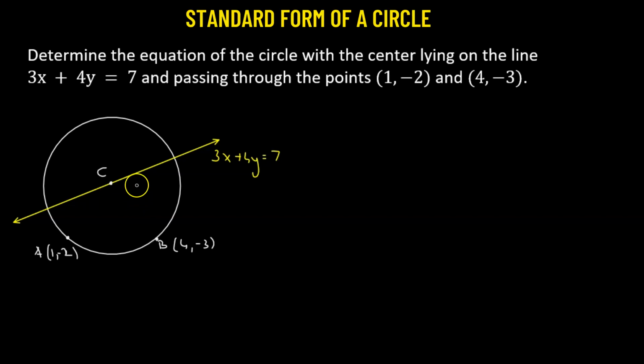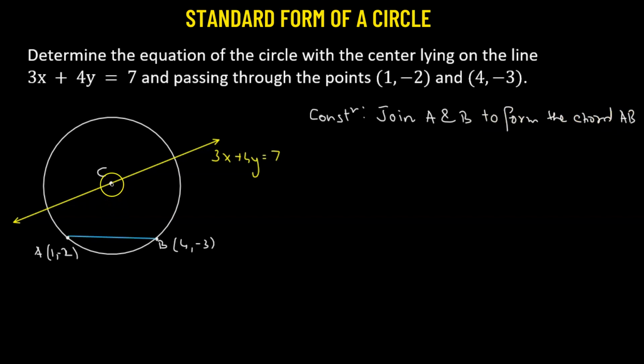Now, to find out the equation of a circle, we need two key pieces of information. One is the coordinate of the center and the second is the radius of the circle. So let us begin by doing a construction first. We are going to join A and B to form the chord AB. Next, we are going to drop a perpendicular from point C on the chord AB, which is going to meet at the point E. Now here we have done the construction that CE is perpendicular to AB. Now we know for a fact that the perpendicular drawn from the center of a circle to any chord on the circle bisects it. So this would mean that E is the midpoint of the chord AB.